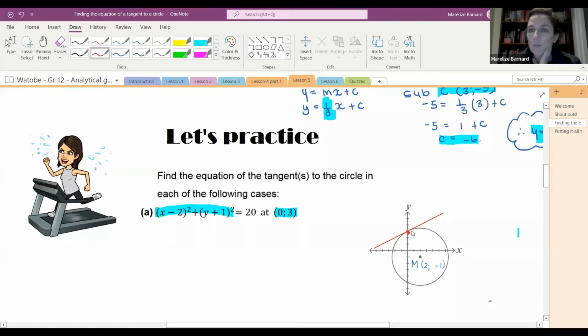Okay, Mbali, we're going to do exactly the same thing now. So listen again, because we are going to do exactly the same thing again in this question. Okay, so the coordinates of this point here is 0 and 3. And there's my tangent in red.